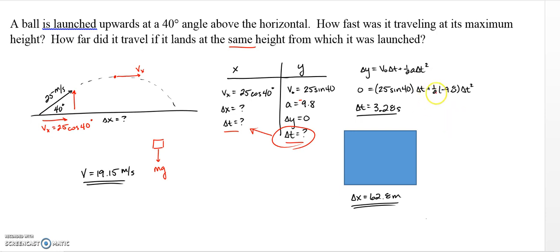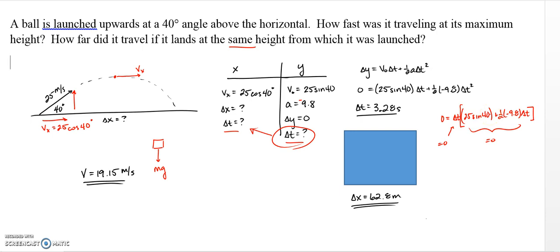One is you could realize you could factor out a delta t. So you'd have 0 equals delta t times 25 sine 40, plus 1/2 times negative 9.8 delta t. Okay, so you could factor that out. So then this equals 0, or this equals 0. So you could solve for that. That's a linear equation. All right, that's one way to look at it.